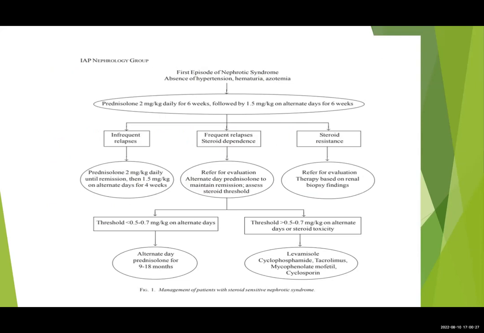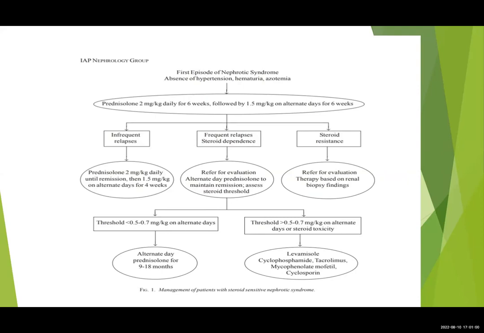This is some summary. For initial nephrotic syndrome, you have to give 2 milligram per kilogram daily for 6 weeks, followed by 1.5 milligram per kilogram alternate day for 6 weeks. Or 60 milligram per square meter of surface area per day, followed by 40. The two can be used. If the patient has infrequent relapse, you treat it as infrequent relapse, as we said previously.